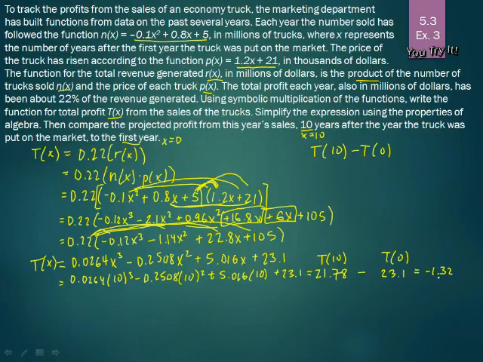After 10 years, the profit will actually be lower than the first year by 1.32 million, since r of x is in millions of dollars and t of x would be in millions of dollars. So that would be our answer there.